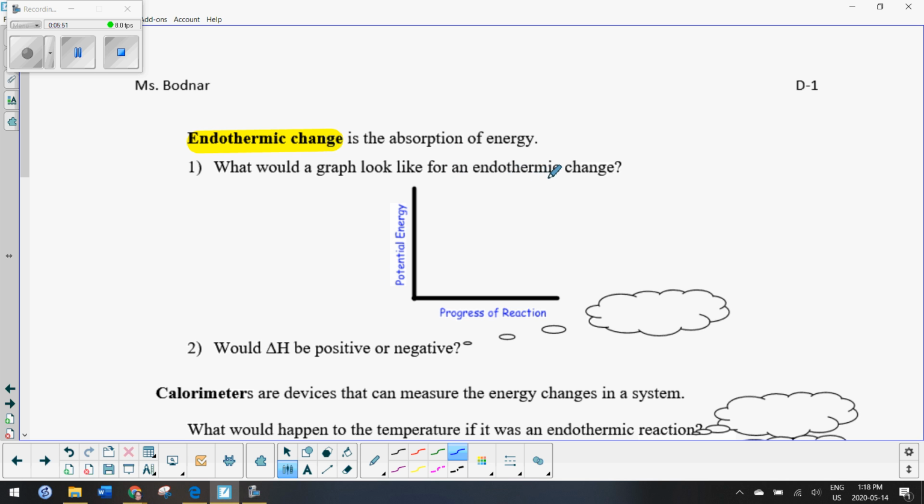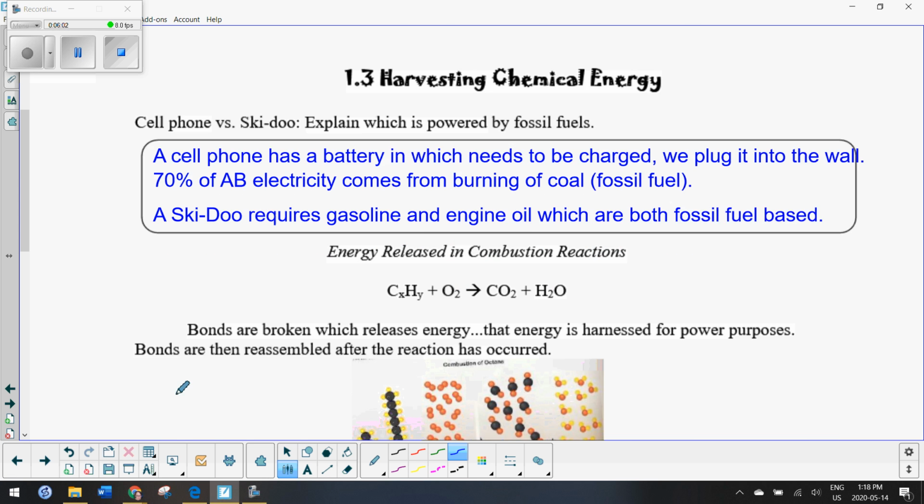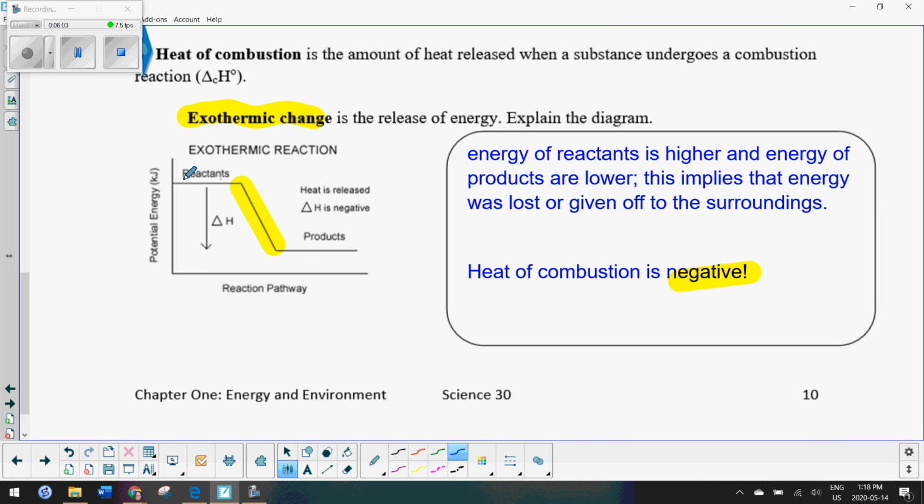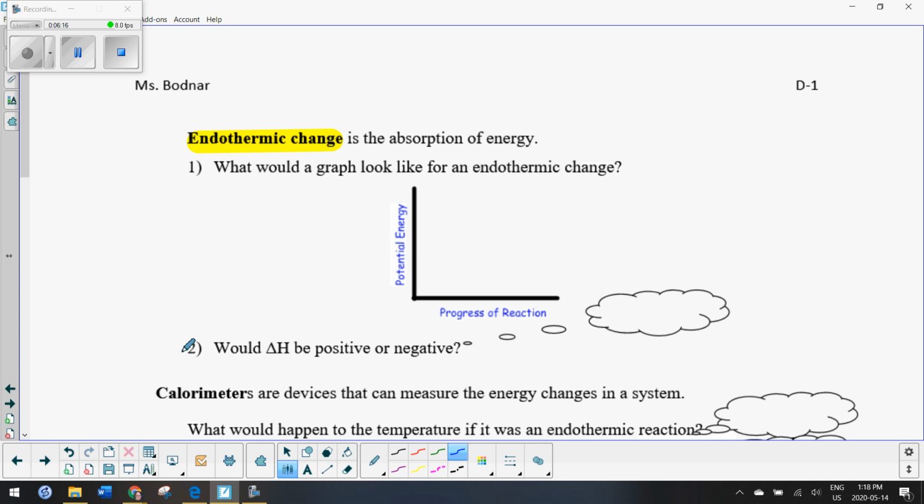So what would a graph look like if you had endothermic change? Well, obviously it can't look exactly like the previous, because then that would imply that it's exothermic. So let's just go back for a second. We went from high to low. So what's the opposite of that? If you're talking about exact opposite, it would start from low and go to high. That is an endothermic change.